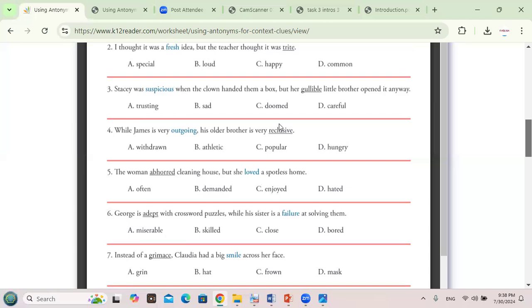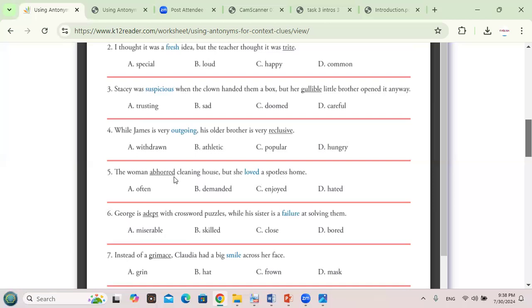Yes, very good. What about number 5? Yes, this one is easy. We know abhor and we have loved. Abhorred and loved. What is the opposite of loved? I think I start to understand better. Yes, this is antonym. Number 5 is D. Hated. Yes. Abhor means what? To hate. We have love and adore, and we have dislike, hate, and abhor.